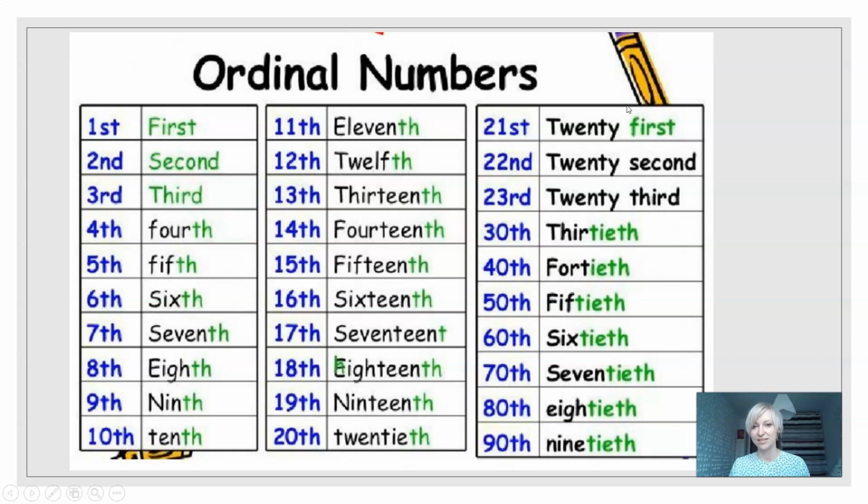And if we have 21, 22, czyli 21, 22, zachowujemy się tak samo jak tutaj. Przy pierwszym, drugim, trzecim, czyli 20 normalnie, 21st, 22nd, 23rd, and then normally 24th, 25th, 26th, and 30th, 40th, 50th, 60th, 70th, 80th, 90th, okay?